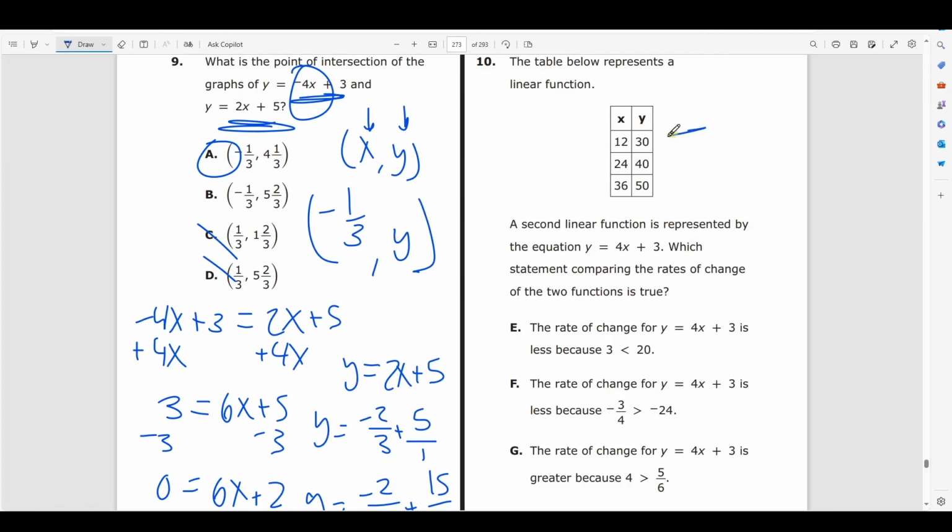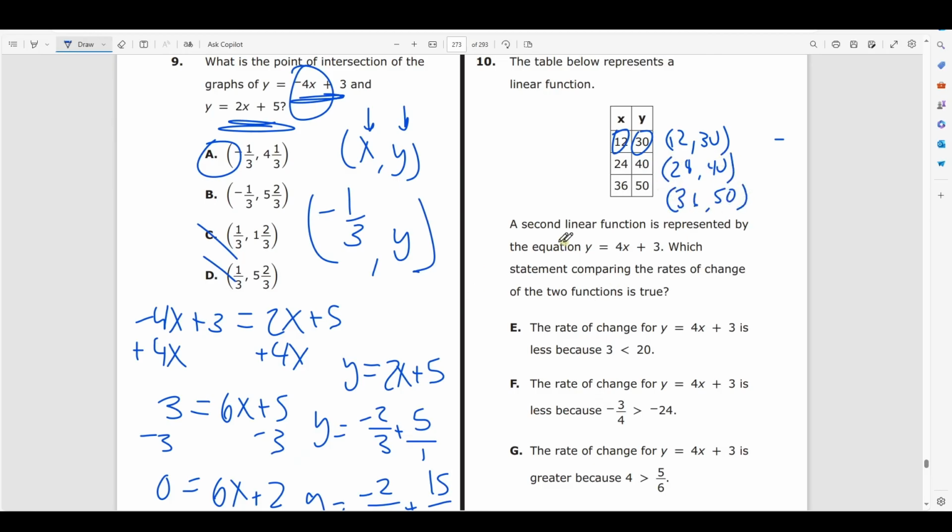So this thing has a y equals mx plus b form associated with it, but they just put it in a table and gave us 3 points. The way you read this is you look here in your x column and you know that these are going to be your x values and these are going to be your y outputs. So in this graph we have the points 12, 30, 24, 40, and 36, 50.